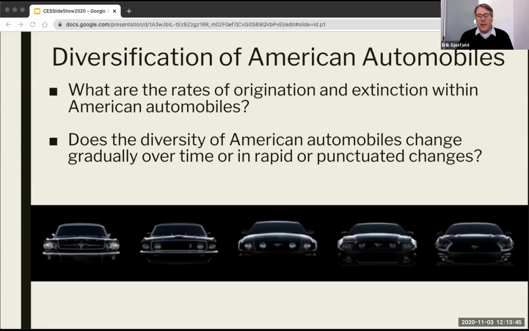To give you a brief example of our particular approach, I want to highlight some of the work we had previously done looking at the diversification of American automobiles. In this case, we were really just trying to develop a proof of method, by asking two fairly simple questions. What are the rates of origination and extinction within American automobiles? And does the diversity of American automobiles change gradually over time, or does it tend to be more rapid or punctuated? We really didn't know what to expect when we tried to ask these two questions.